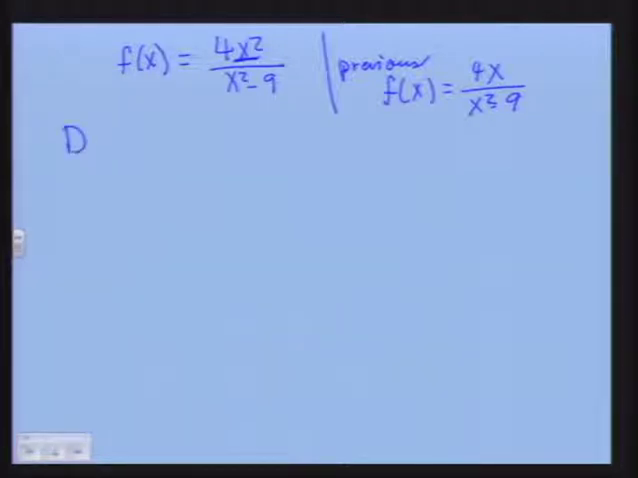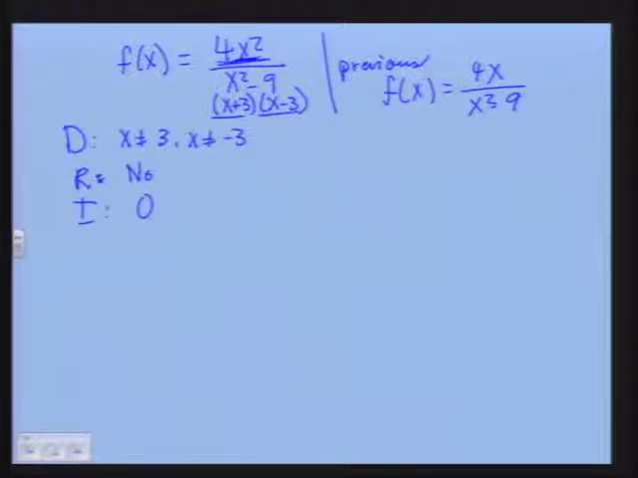So first of all, our domain. Remember that this factors into x plus 3 times x minus 3. So x cannot be 3. x cannot be negative 3. If I look at this factor, and up here there are no common factors, so no, it doesn't reduce. Intercepts: I plug in 0 for x and get 0 for y, and I'll get the same thing when I plug in 0 for y, nothing new.